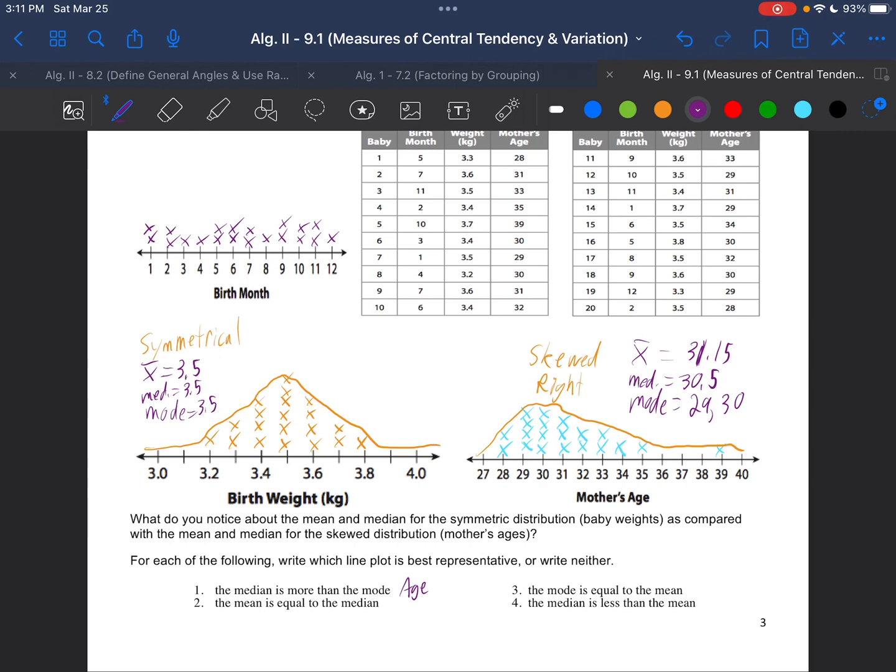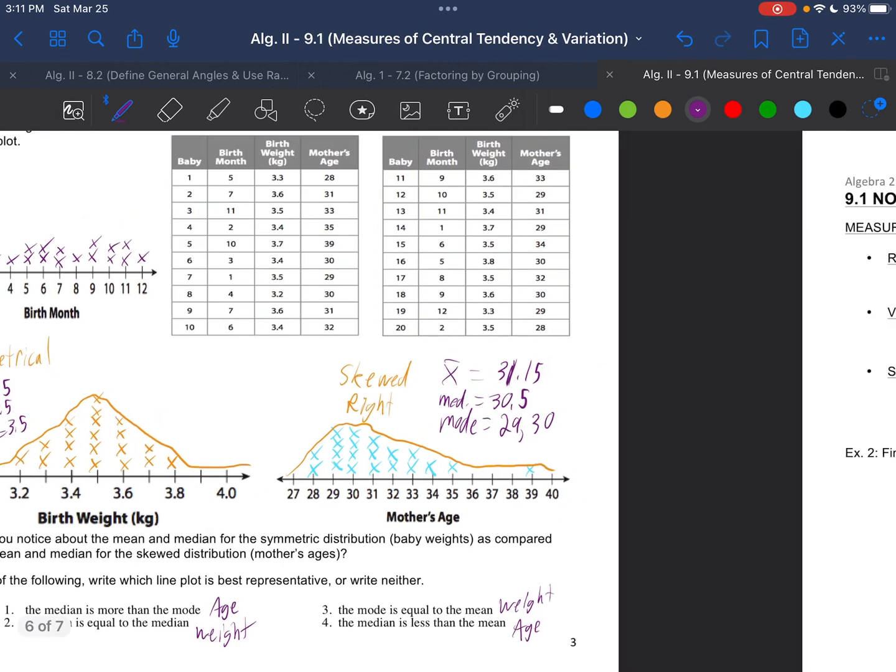Which one is the mean equal to the median? Well, that would be the birth weight. Well, which one is the mode equal to the mean? Well, that was mode, once again, the most common number, and that would be the birth weight. And which one is the median less than the mean? And that would be the mother's age again. So you can see the differences between those different measures of central tendency when the data is skewed versus symmetrical.